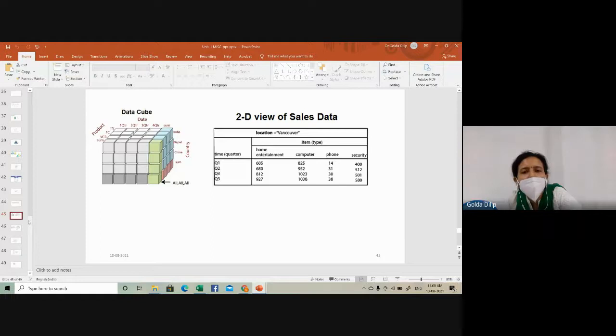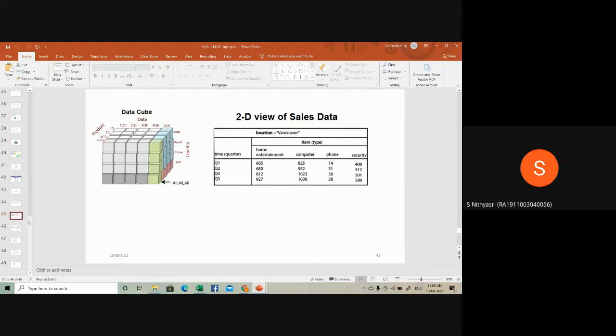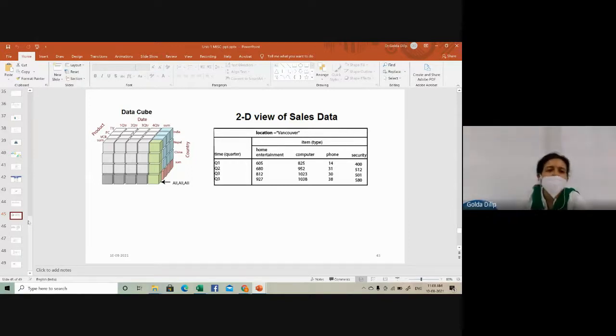Can somebody else tell me what this data cube is all about? Ma'am, it helps in multi-dimensional modeling. Very good. Okay, so I said the real world data is multi-dimensional. It can be viewed in multiple dimensions. So this data cube is something which will enable us to model and view the data in multiple dimensions.